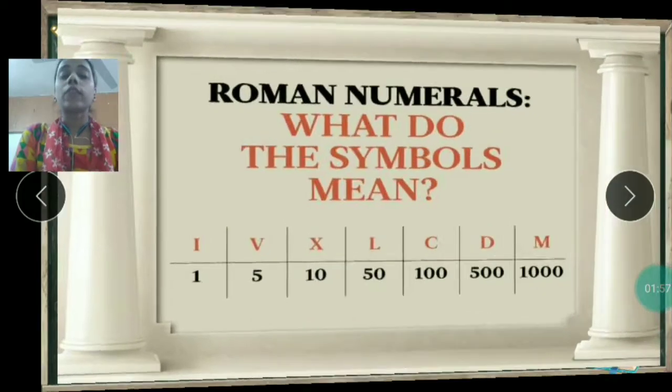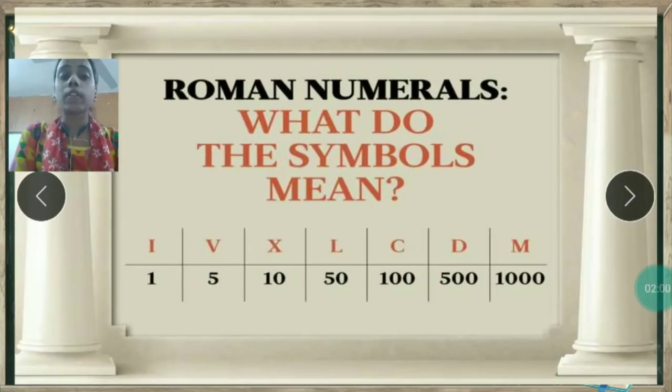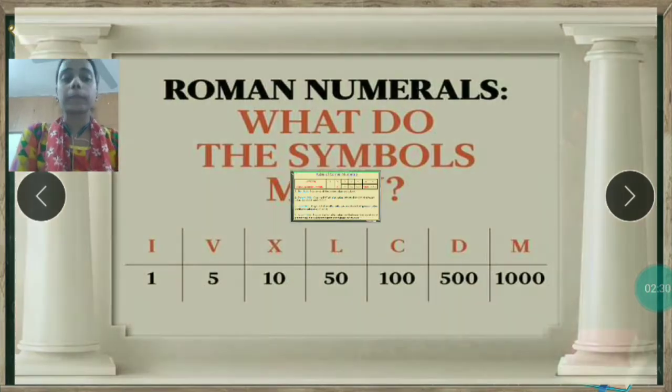So students, we will see the value of each numeral, that is, what the values of these Roman numerals are according to the Hindu-Arabic number system. So I is equal to 1, V is equal to 5, X is equal to 10, L is equal to 50, C is equal to 100, D is equal to 500 and M is equal to how much? The value of M is equal to 1000, isn't it? So these are the values of Roman numerals according to the Hindu-Arabic number system.